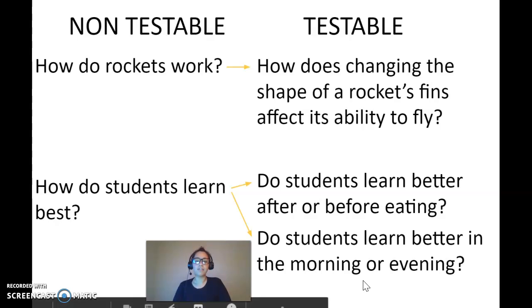And the other one, do students learn better in the morning or the evening? Our independent variable is going to be the time of day, and our dependent variable is going to be how the student does on a test.